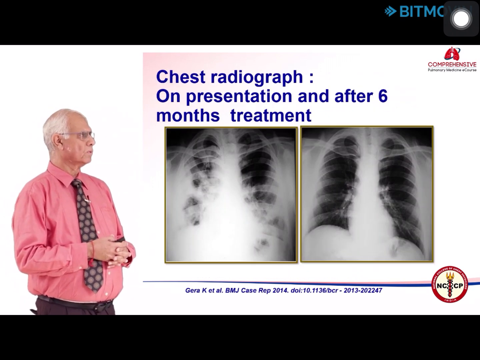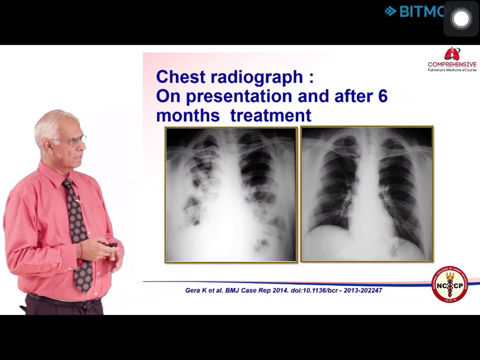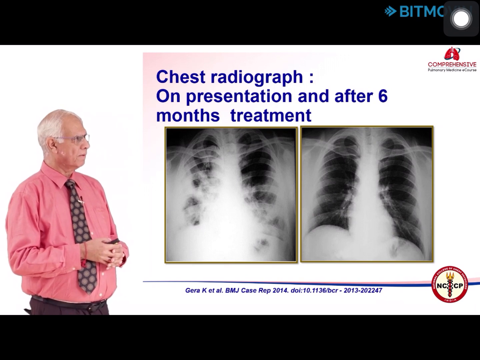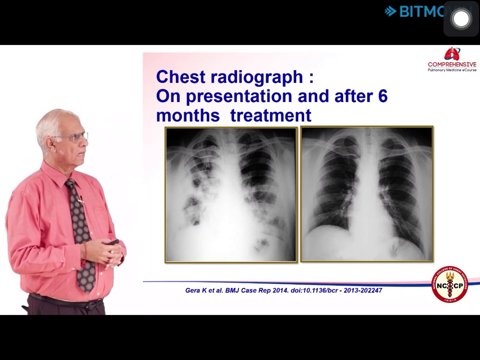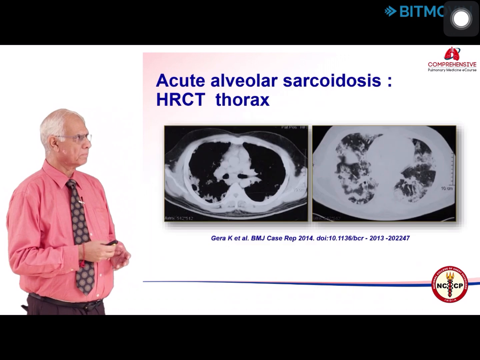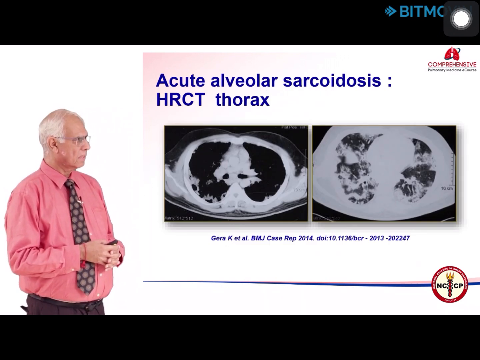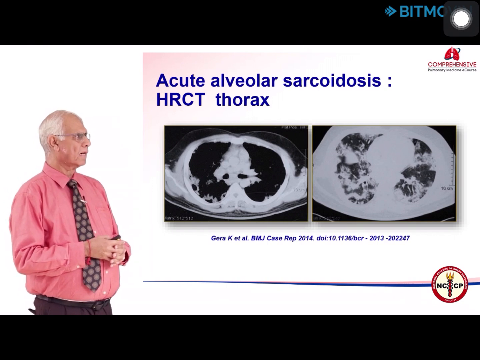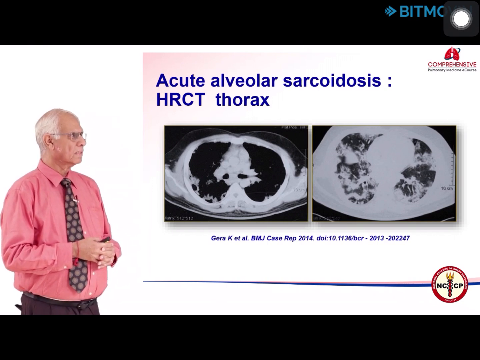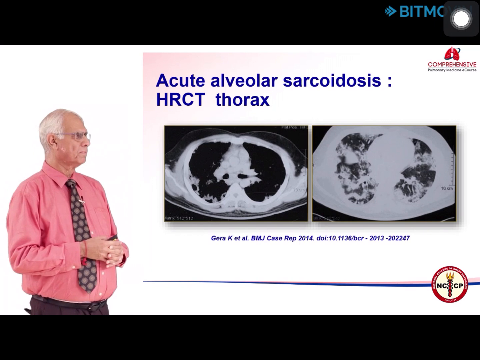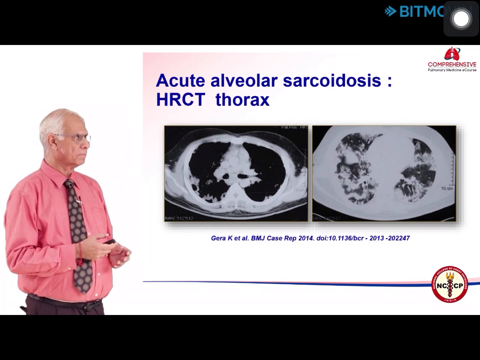Now, this is a patient who reported to us, and here you can see alveolar pattern over there, in both the lung fields, and this is 6 months after treatment. This is the HRCT thorax. The mediastinal windows showed subcarinal and bilateral hilar lymphadenopathy. The lung windows showed confluent alveolar opacities and areas of consolidation.